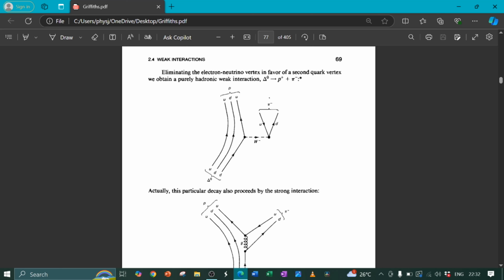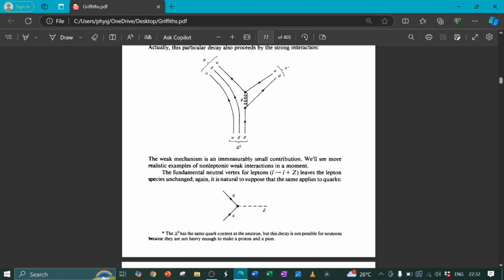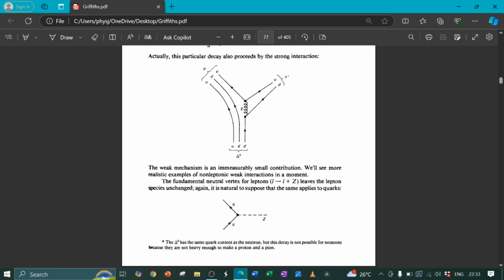Delta 0 goes to proton plus pion negative. The delta 0 has the same quark content as the neutron, but this decay is not possible for neutrons because they are not heavy enough to make a proton and a pion. Actually, this particular decay also proceeds by the strong interaction. The weak mechanism is an immeasurably small contribution. We will see more realistic examples of non-leptonic weak interactions in a moment.